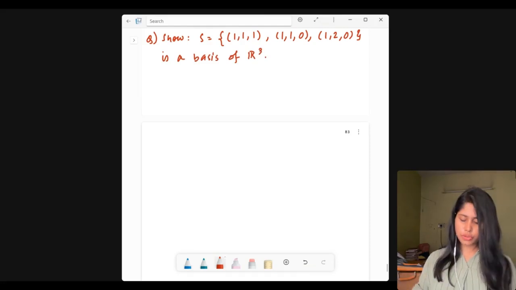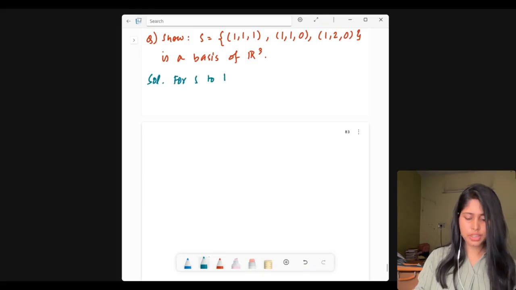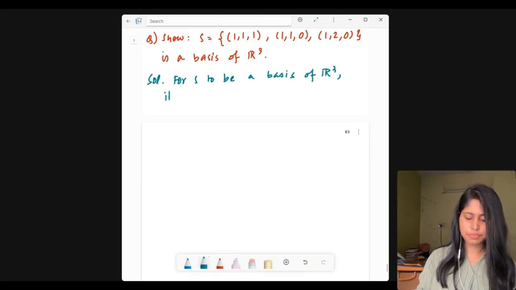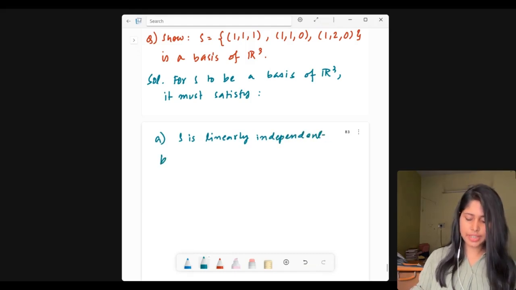Now here you need to write what? Solution: for S to be a basis of R3, it must satisfy, first, S is linearly independent, and second, S generates V.